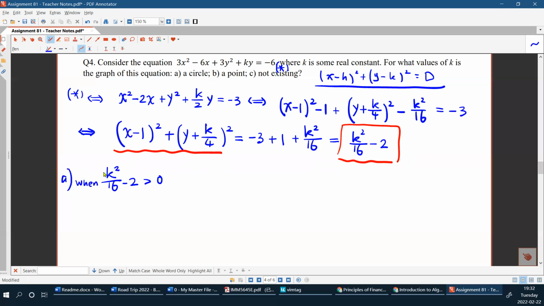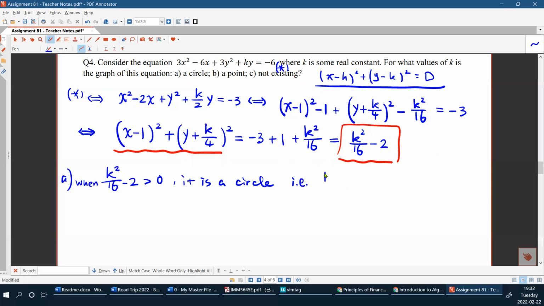Or we can say k squared over 16 minus 2 is greater than 0. It is a circle. Why? Because only 1 is greater than 0. This can be treated as the squared r, right? This r can exist. So that means when the right side is greater than 0, it is a circle.